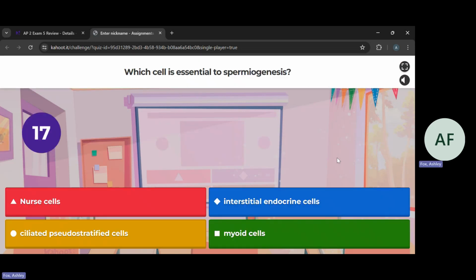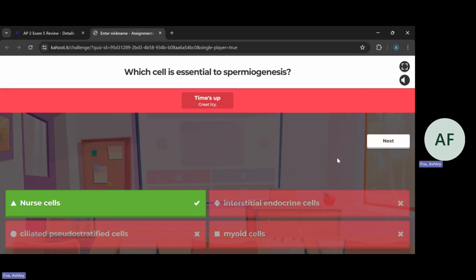Which cell is essential to spermiogenesis? These are nurse cells. So remember, nurse cells are making the blood testes barrier. They're also providing nutrition, helping move spermatids along, eventually going to spermiogenesis. The interstitial endocrine cells are what are making testosterone, which is important in making sperm, but the nurse cells have a major role in making sperm.